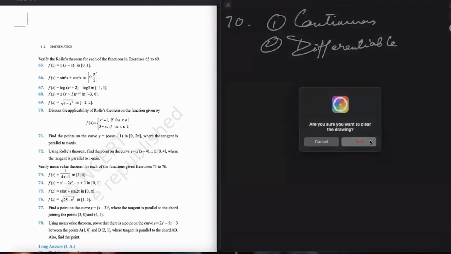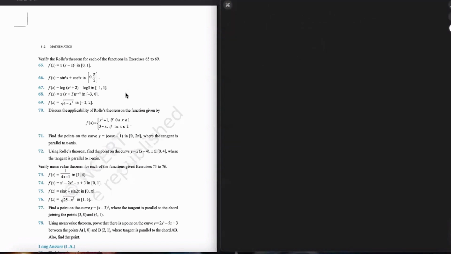So let's check. Since these are polynomial, they are continuous everywhere, but we should still check at x equal to 1 because the function is changing its behavior at x equal to 1. So limit x tending to 1 minus for the function f(x), we can write it as limit x tending to 1 minus for x squared plus 1. So it will be 2.